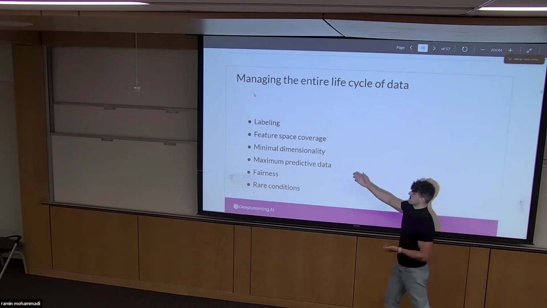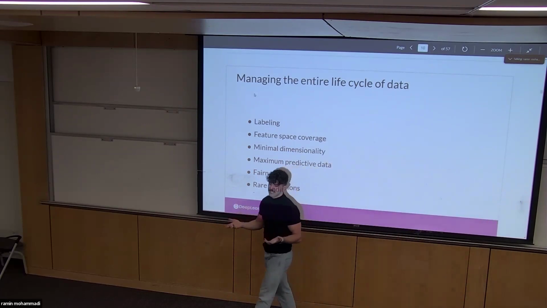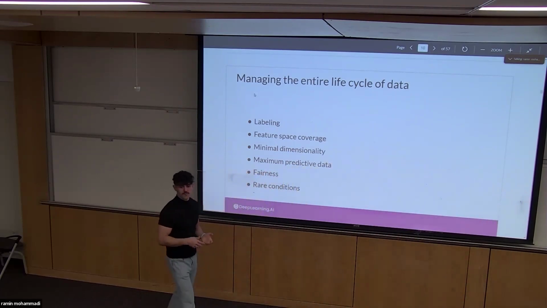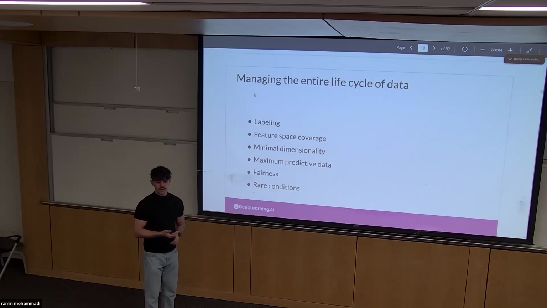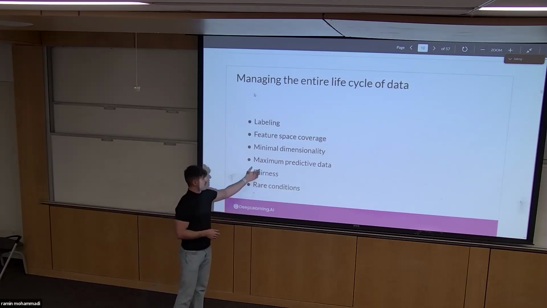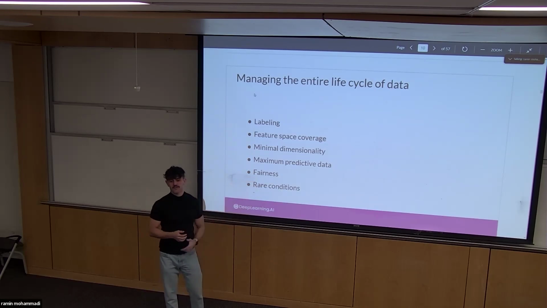Then minimal dimensional, again, is always we would rather have fewer dimensions because it makes it cheaper, and also easier to train models. Maximum predictive data. Now, what do you think of that one?